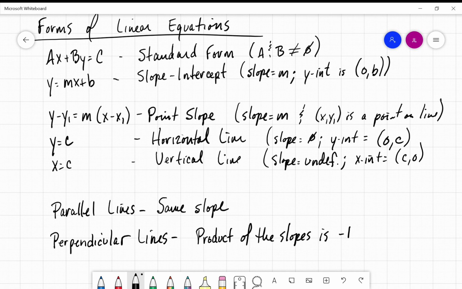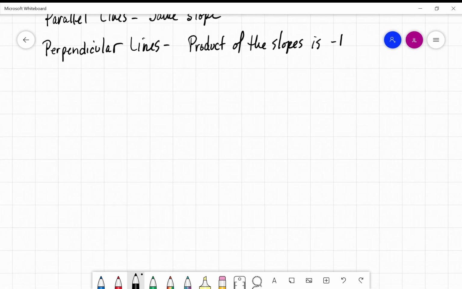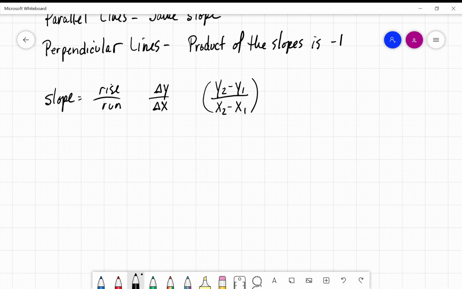All our forms are here. I guess we could add how we find slope also. We know it's rise over run. We could also say the change in y over the change in x, which gives us y sub 2 minus y sub 1 over x sub 2 minus x sub 1.